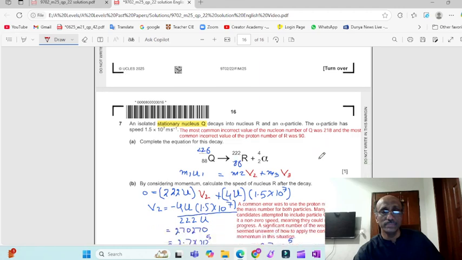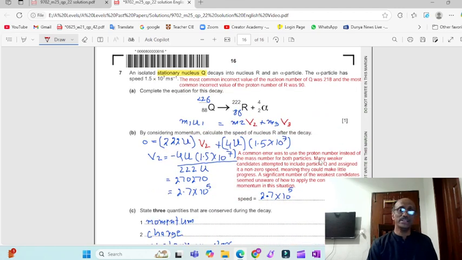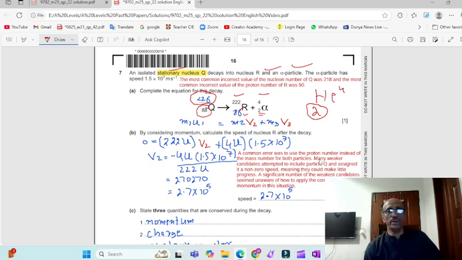Now the last question, that is a very easy question. A stationary nucleus Q, it means that the initial velocity of the charge will be 0, and then it will split into R and an alpha particle. An alpha particle is a helium nucleus as well. Complete the equation for this decay. Now first of all, the proton number for one alpha particle is 2, and total protons are 88. So 2 will be emitted, so 86 will be left, and then 222 plus 4, it means the nucleon number before the splitting of Q into R and alpha was 226.